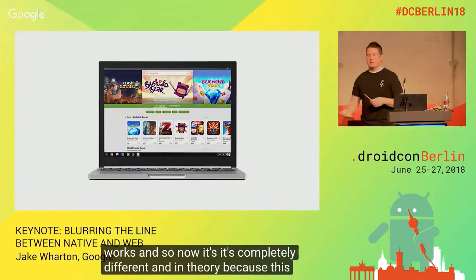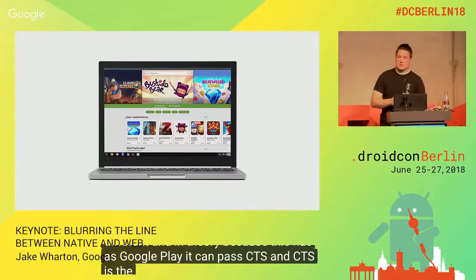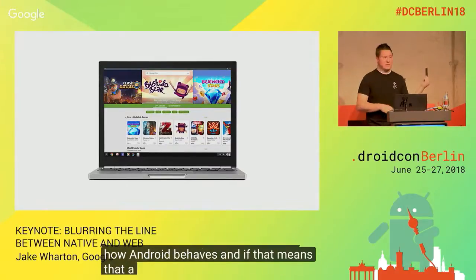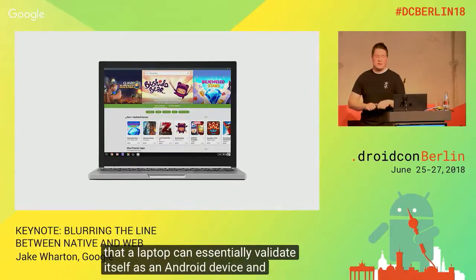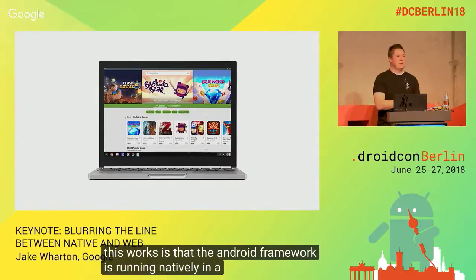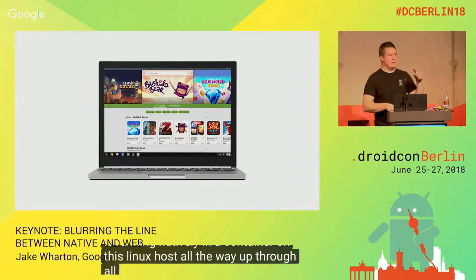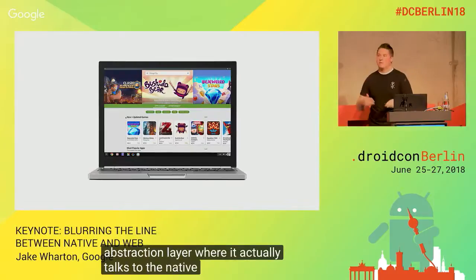And in theory, because this has Google Play, it can pass CTS. CTS is the test suite that validates how Android behaves. That means a laptop can essentially validate itself as an Android device. And the way this works is that the Android framework is running natively in a container on this Linux host, all the way down through the hardware abstraction layer, where it actually talks to the native hardware of the device.